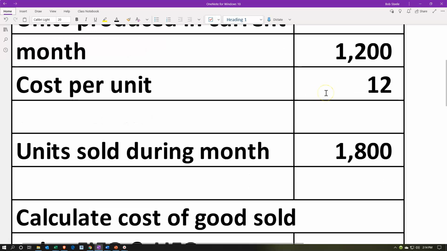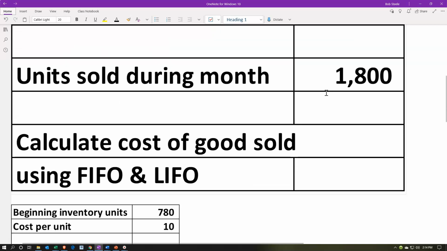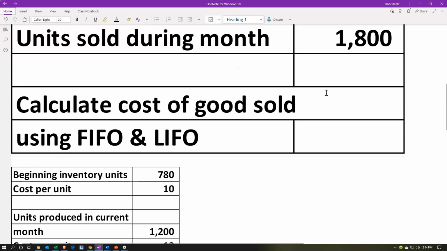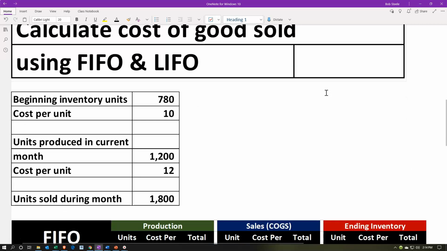Remember, that doesn't mean the price that we're selling the units for. We have some control over that. These are the cost of the material inputs or the cost of the inventory units themselves. If it were a retail company, we don't have much control over that. It is what it is. Then we have the units sold during the month, which are the 1,800. Calculate cost of goods sold using both first in, first out and last in, first out, FIFO and LIFO.